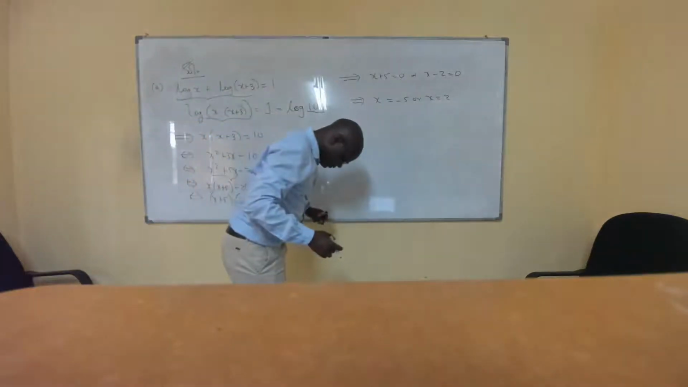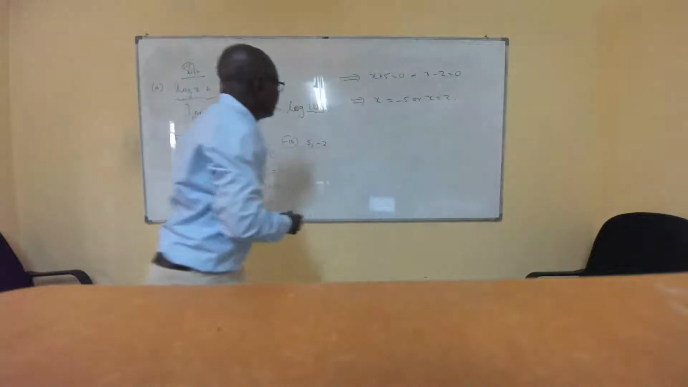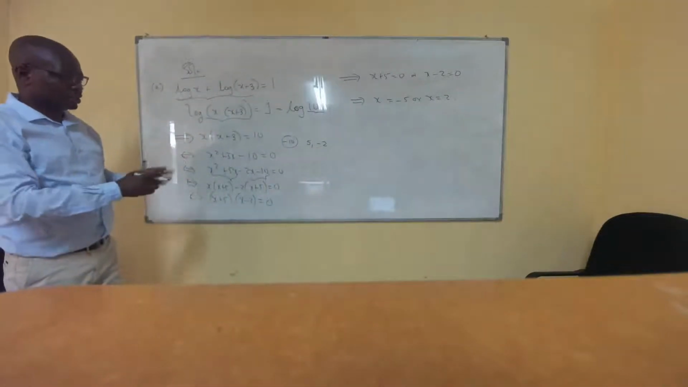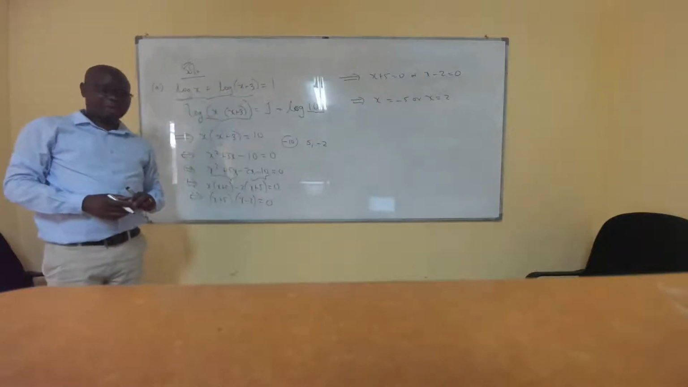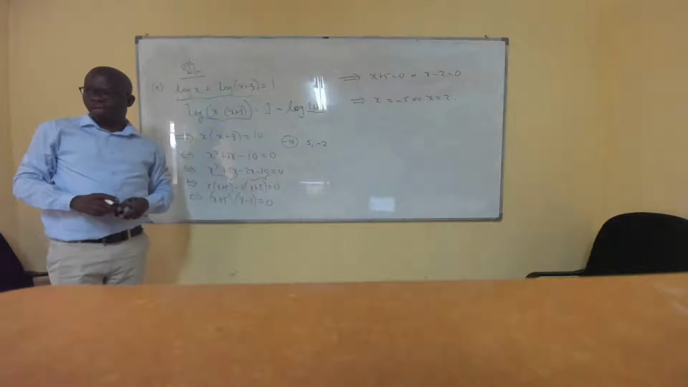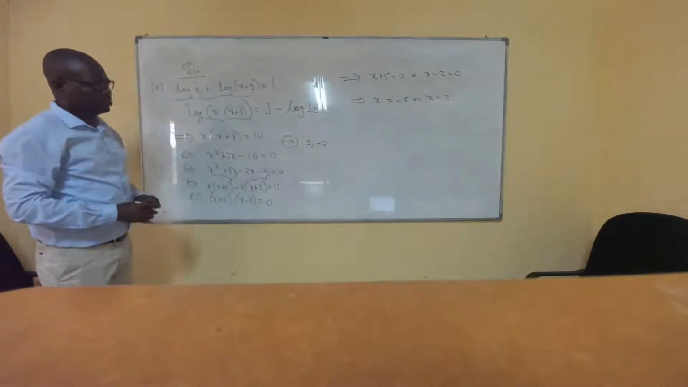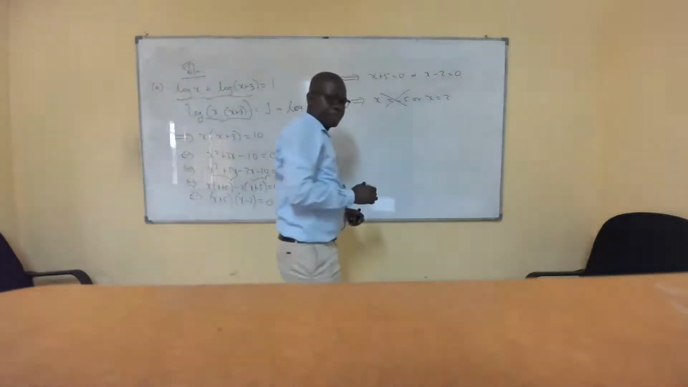When we check, you cannot take the negative x. If you look at the domain for the logarithmic function, it is only defined for the positive real numbers. So it cannot be defined for negative reals. So this one is dropped.